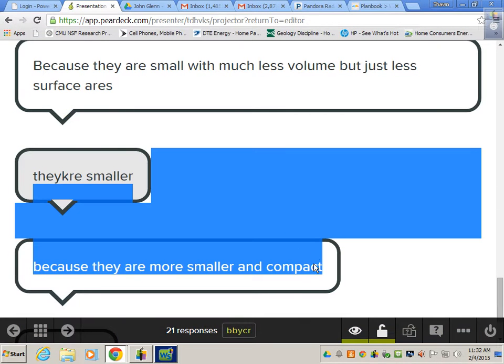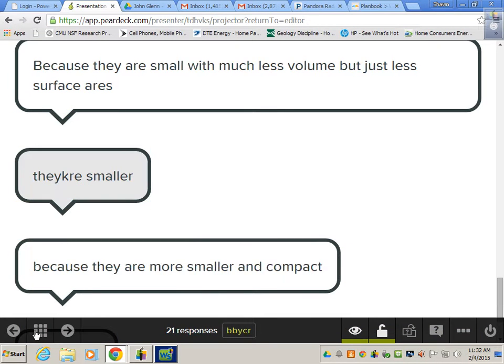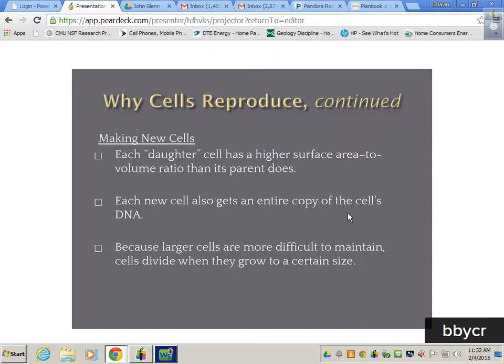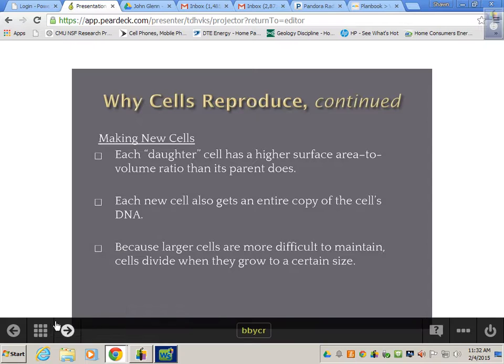They got a G1 phase, right? You guys remember drawing those out? So each new cell also contains an entire copy of the cell's DNA. If I'm going to make a new cell, I better have all the instructions on how to make more of everything that cell needs, right? So I got to have a whole extra set of DNA. Because larger cells are more difficult to maintain, cells divide when they grow to a certain size. Your cells get so big, and they go, oh, I'm so big, it's time to divide, and they divide and make more of themselves. Just like clone yourself, make another you.